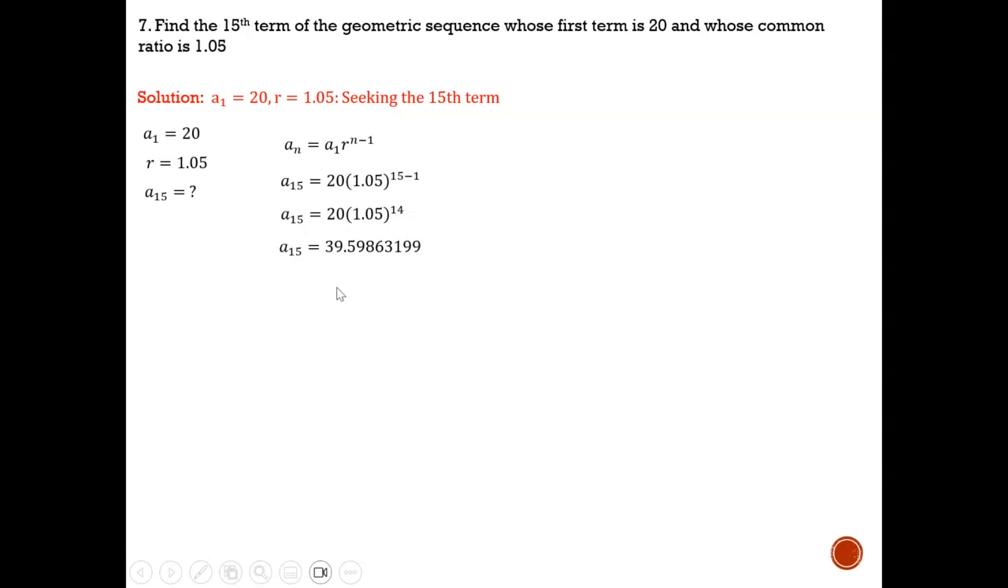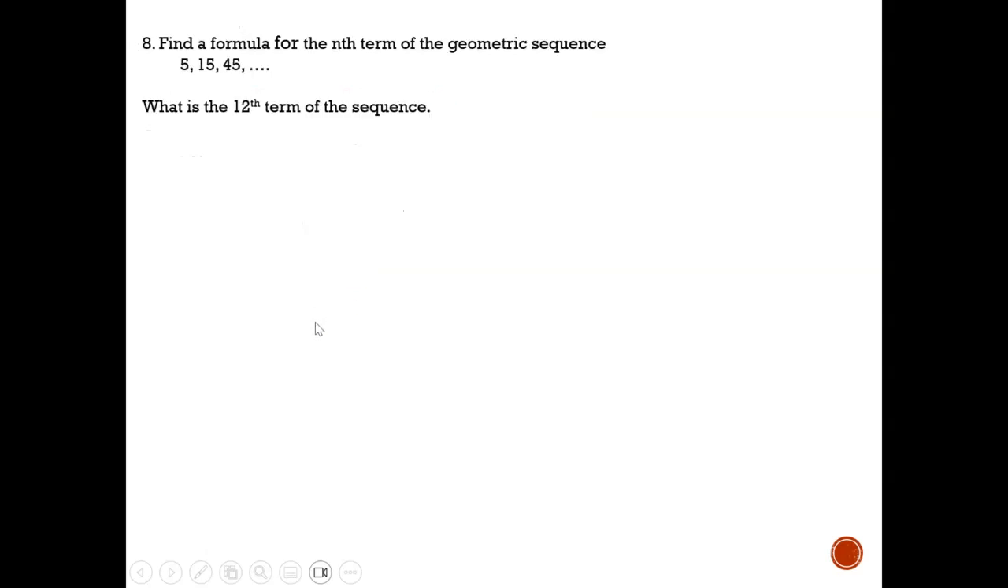All we do is use a calculator. It's going to give us 39.59363199. If we round it off to two places, it's going to give us 39.60, approximately. That's my result. Now here they don't give us the ratio, but they give us the first term. Recall from the previous formula that we need to find the first term and the ratio. So my A1 is 5, and we're looking for the ratio R.